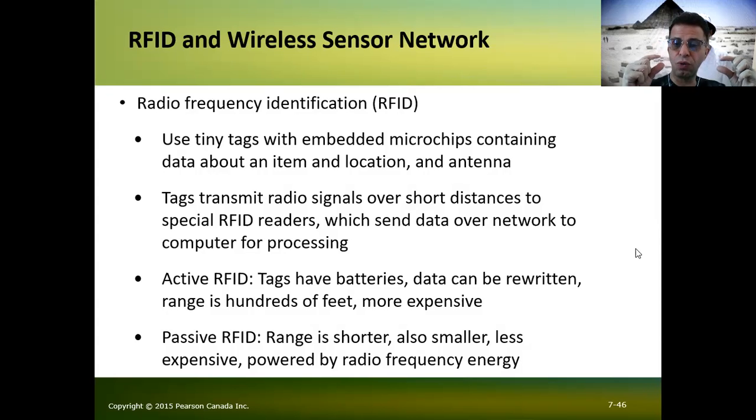Besides the barcode, RFIDs are different from the barcode. A barcode is simple: lines put together. That's a barcode. But the RFID is a tag attached that has a wireless connection and uses a tiny chip embedded in it. The tags transfer the radio signal over a short distance to a special RFID reader, which sends the data over the network to a computer for processing.